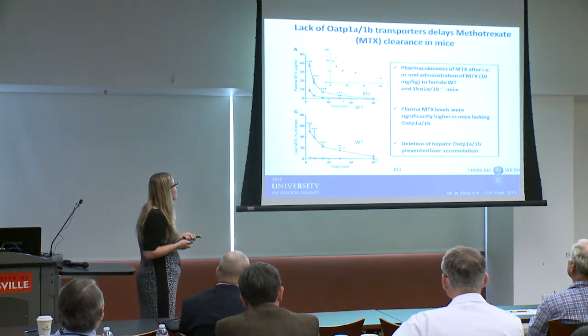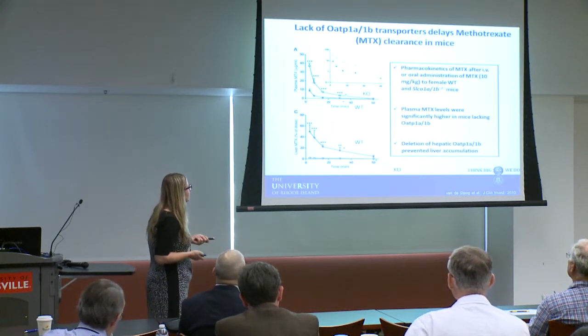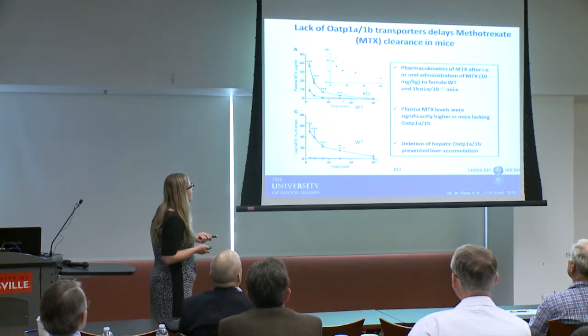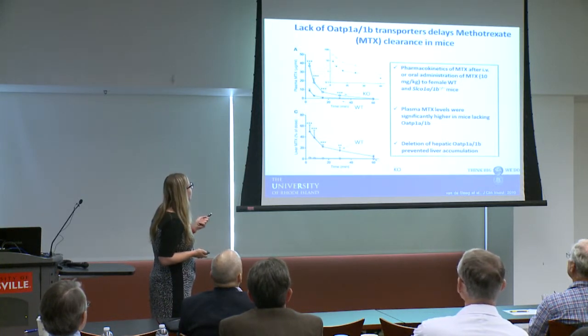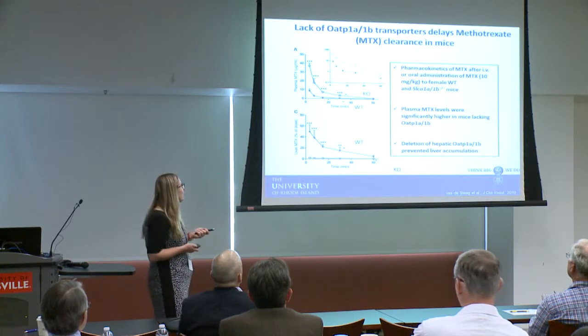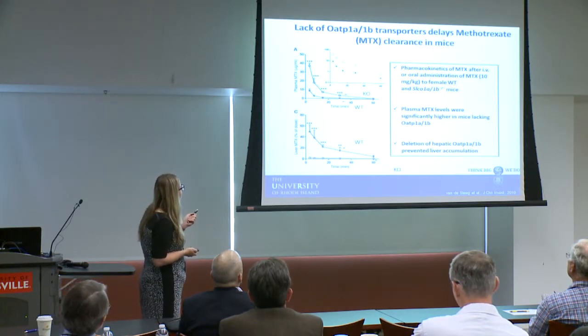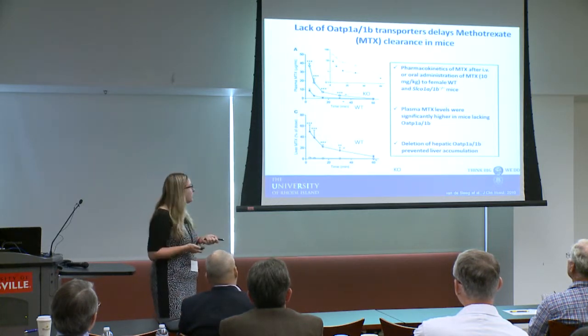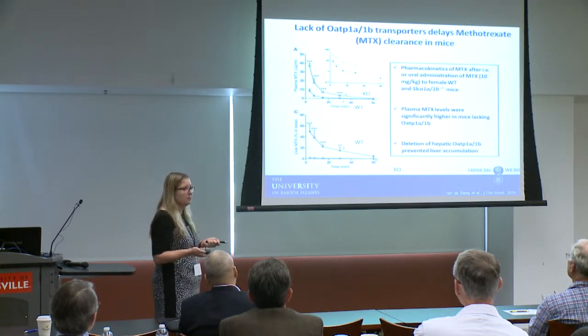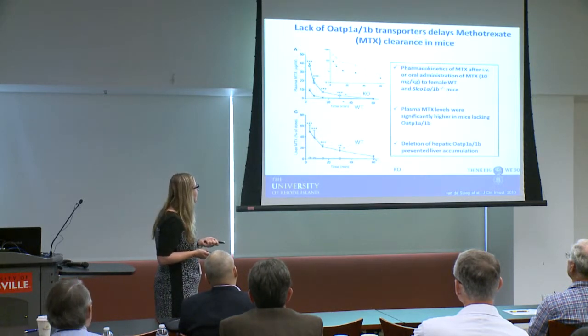This is an example of OATP double knockouts. Schinkel's group out of the Netherlands made an OATP double knockout, so these are going to lack both of the predominant OATPs on the basolateral membrane. This shows that plasma methotrexate levels are increased in the knockouts. Alternatively, when you look at the levels in those knockouts, there's no methotrexate accumulation in the liver. So this was a very nice example showing that OATPs contribute to methotrexate accumulation in the liver, at least in mouse.